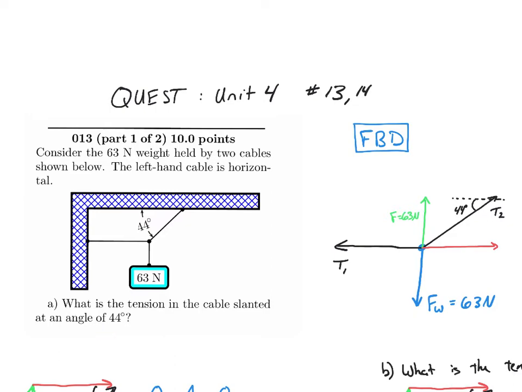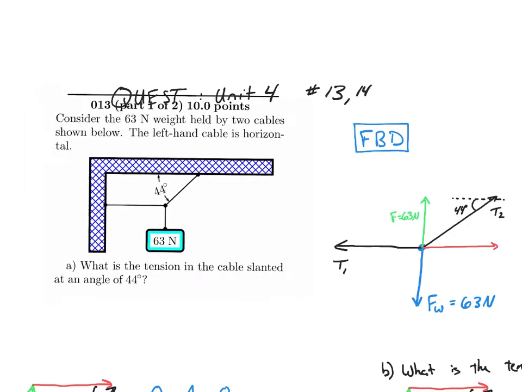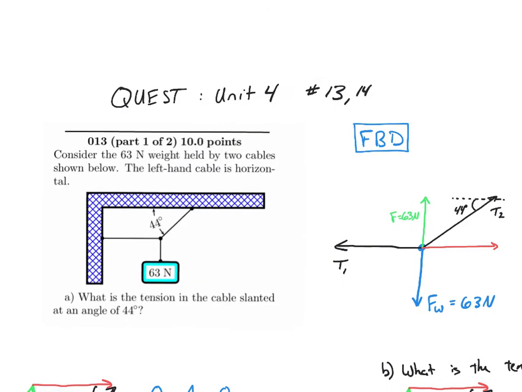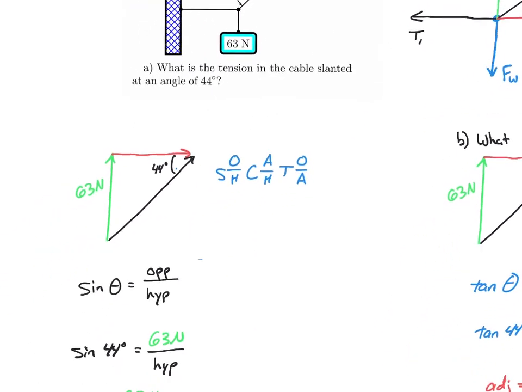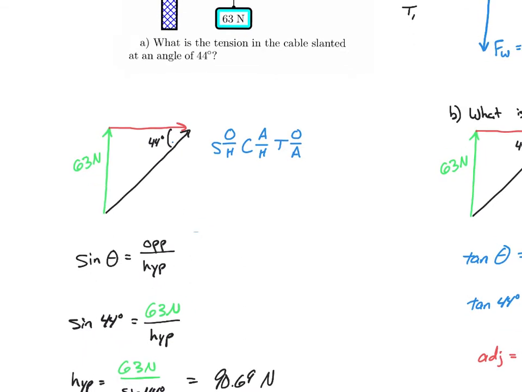So I'm going to redraw that down below here, and I'm just going to take a look at what this might look like. So I'm redrawing this triangle and just looking at this part of the free body diagram. So here I have the 63 newtons upward. We're going to solve for this hypotenuse, and I know this is my angle of 44 degrees. Going back to what we know about SOHCAHTOA, I think the best option here, because I have the side opposite the angle, is to use sine.